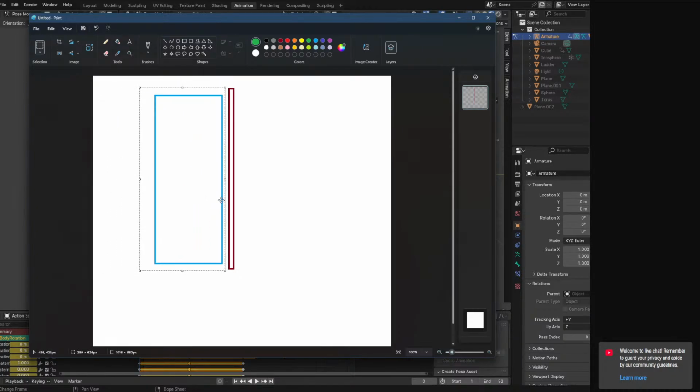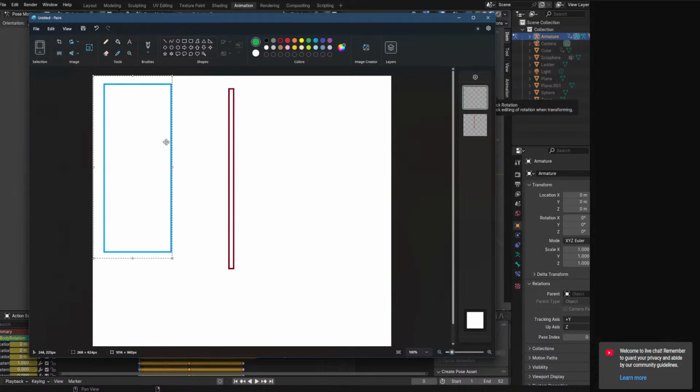Player to go from over here to over here. So there is actually two parts of the player. There's the actual player, and then there's the animated part of the player.